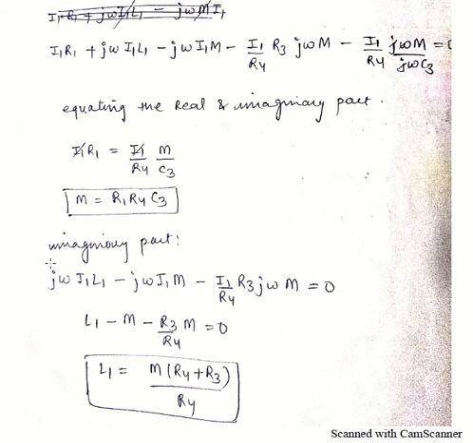By taking j omega I1 as common and dividing it out of the equation, we will have L1 minus M minus R3 by R4 multiplied by M is equal to 0. So we will have L1 equals M multiplied by R4 plus R3 divided by R4. So we will find the value of M and L1.